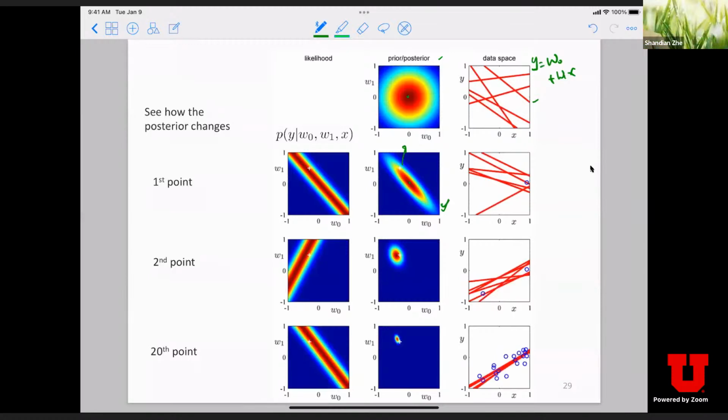And this point can also be reflected by looking at the sampled regressors. From this posterior distribution of W0 and W1, we can sample W0 and W1. Because now the high density region is much smaller, you can imagine your sampled W0 and W1 are closer to each other as compared with the prior case. Then you construct the regressor, meaning this linear function, and those lines are much closer than before.